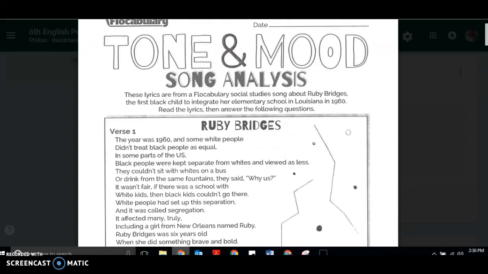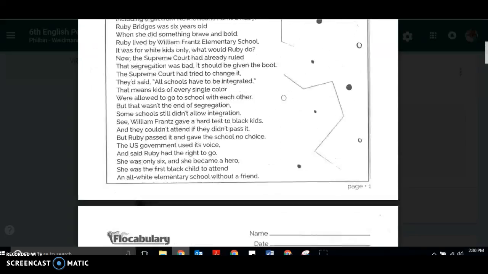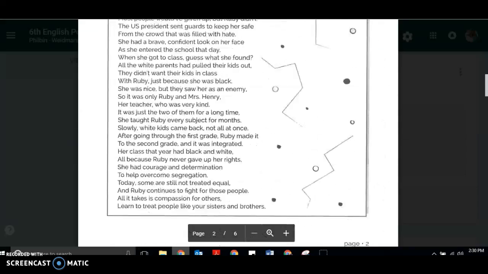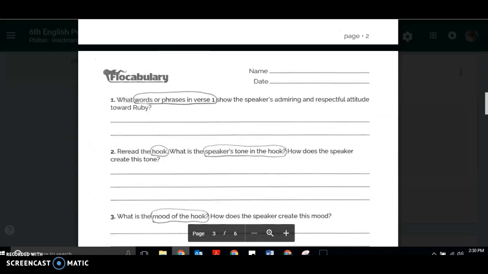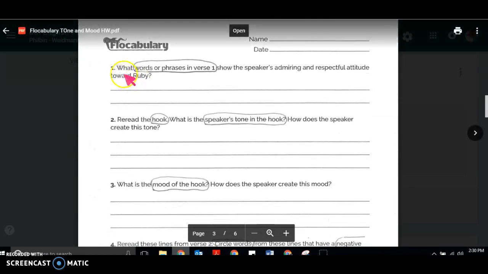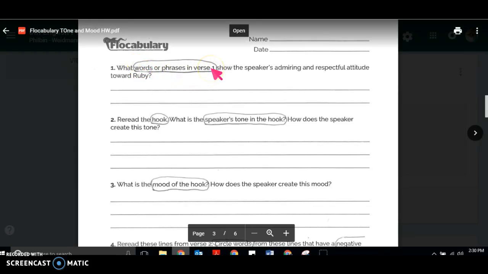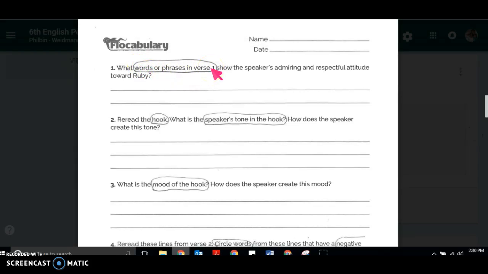Turn to the page after the song. Question number 1. What words or phrases in verse 1 show the speaker's admiring and respectful attitude toward Ruby? Remember, pick words or phrases in verse 1 that show the speaker's admiring and respectful attitude toward Ruby.